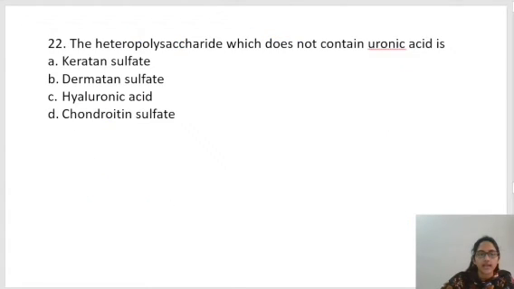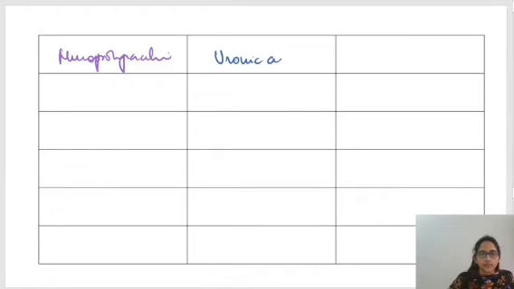So the heteropolysaccharide which does not contain uronic acid is... So you have to know about various mucopolysaccharides. So here I'll write the heteropolysaccharide, or the mucopolysaccharide, and uronic acid, because a mucopolysaccharide is formed by repeating units of uronic acid and amino sugars.